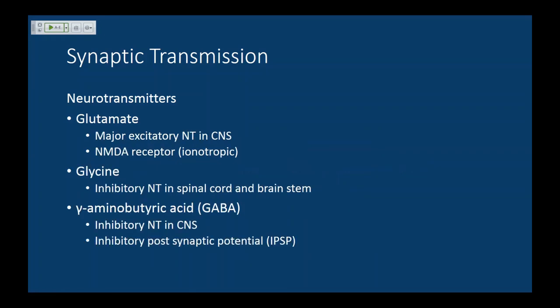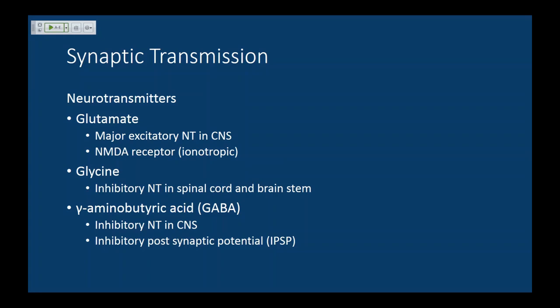So acetylcholine, the main thing you're going to be asked about is its effects at the neuromuscular junction. It does have a role in the central nervous system, but it's important to know that acetylcholine is not the main neurotransmitter in the central nervous system, although it does have a role. The main excitatory neurotransmitter in the central nervous system is glutamate. It can bind multiple channels, but if you're asked about any of them, it'll probably be the NMDA receptor, which again is an ionotropic channel. And then the major inhibitory neurotransmitters in the central nervous system are glycine and GABA, or gamma-aminobutyric acid.